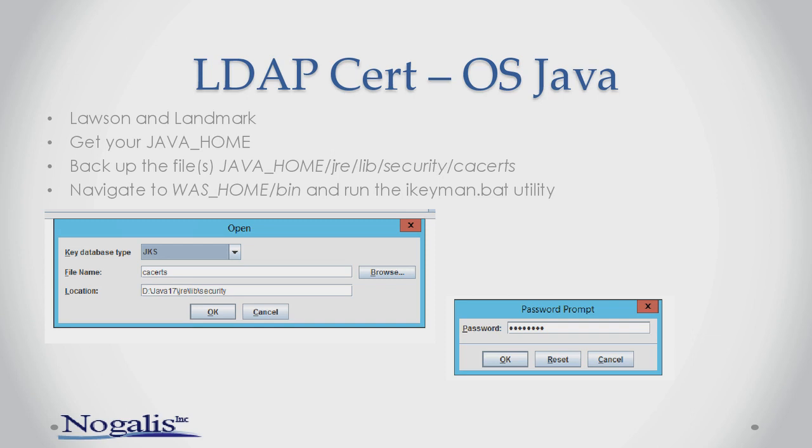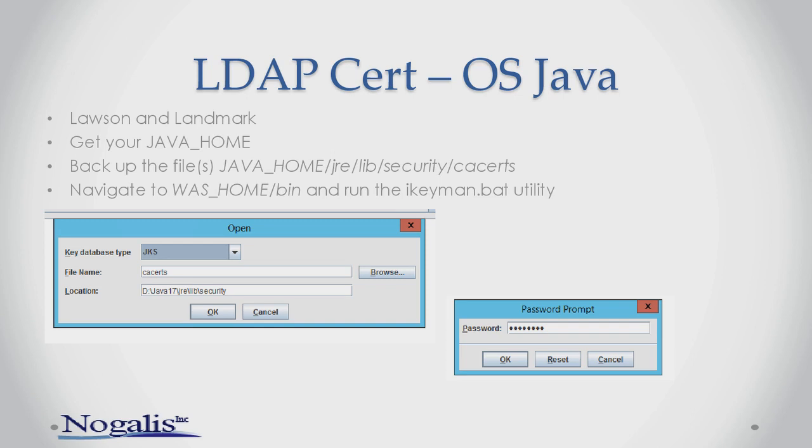The next step is going to be adding the LDAP certificates to OS Java and WebSphere Java. There are a couple of ways to do this. There's an iKeyman utility, which is a GUI utility that's delivered with WebSphere. And then there's also a keytool command line utility that you can use. So I have examples for both ways. So this is going to demonstrate how to do the OS Java using iKeyman.